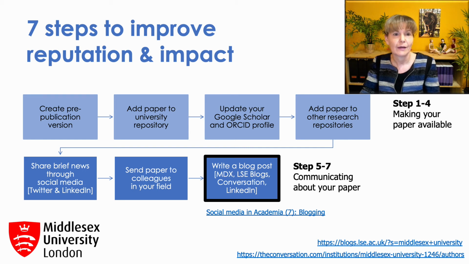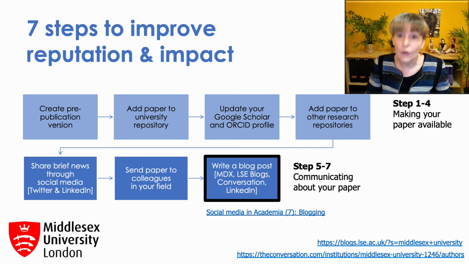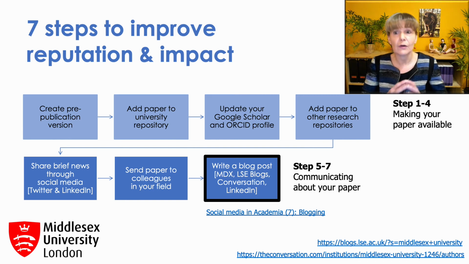Another option is The Conversation, which posts news stories and commentaries that are based on research. It's very well respected, and increasingly journalists go there for accessible summaries of research, which they then write up in a more traditional newspaper. So it creates a multiplier effect. It's quite hard though to get accepted there these days, so if you do want to try it, I suggest you reach out to colleagues who've published there before. Again, I've included a link on this slide to Middlesex authors on this blog.